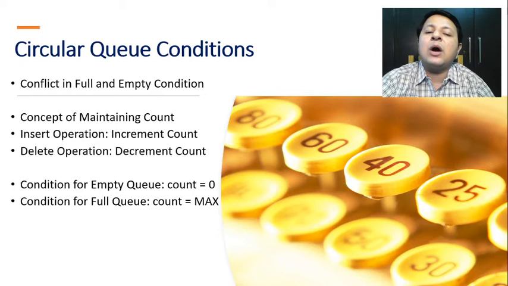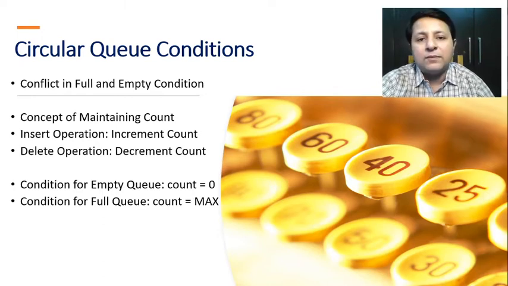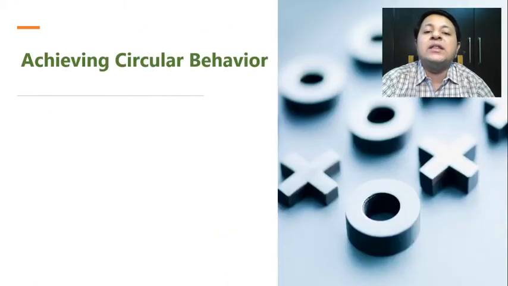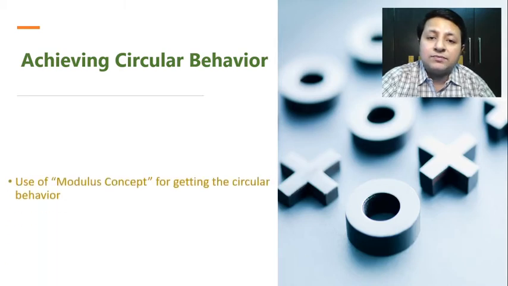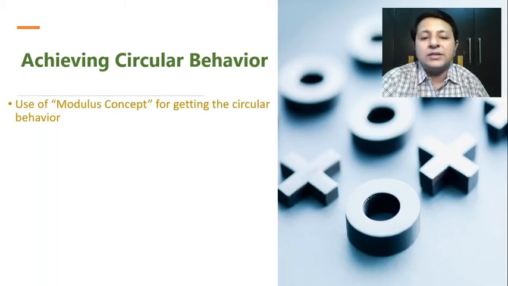So that's the reason the count equal to max happens to be the condition for your queue being full. Now the next point is how exactly we are going to achieve this circular behavior. Because as I said, physically it's not possible to join front and rear. So we will be making use of the modulus concept. You people know the modulus operator, that is the remainder operator. So that remainder operator can be used to get this circular behavior.